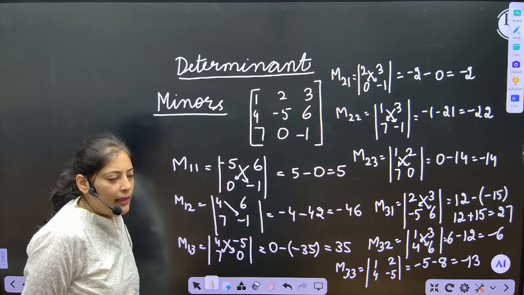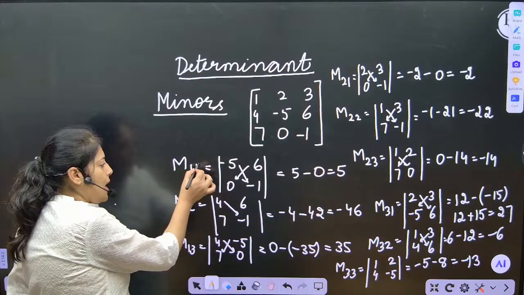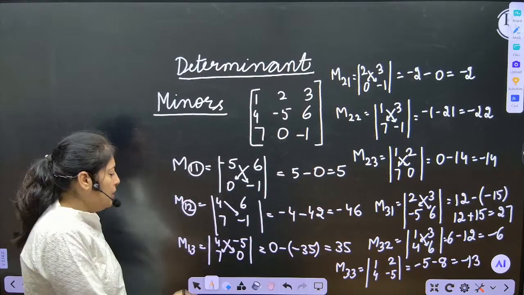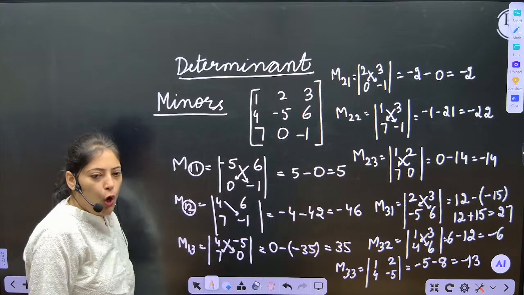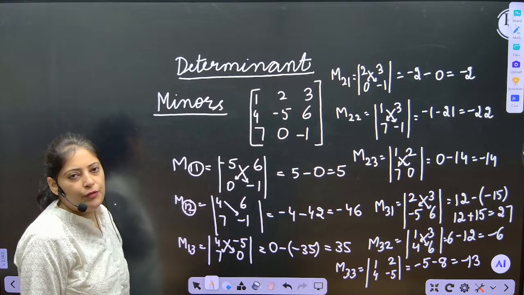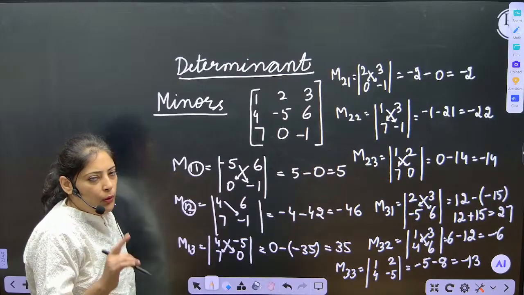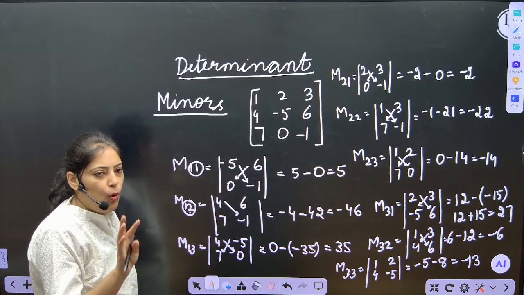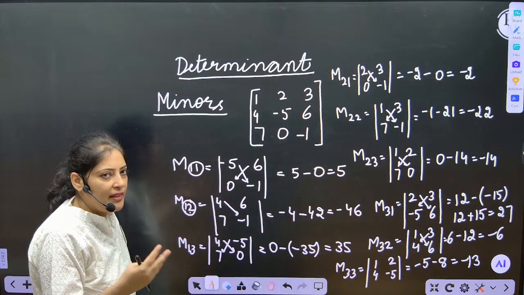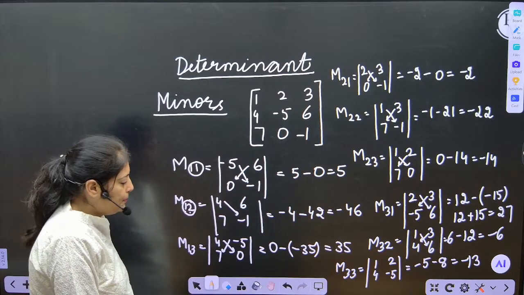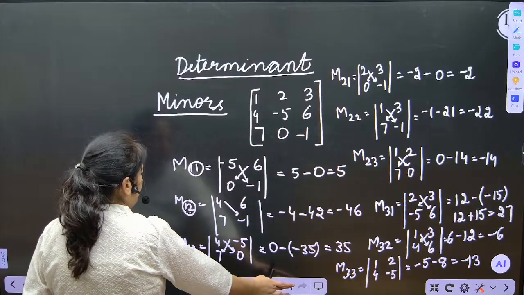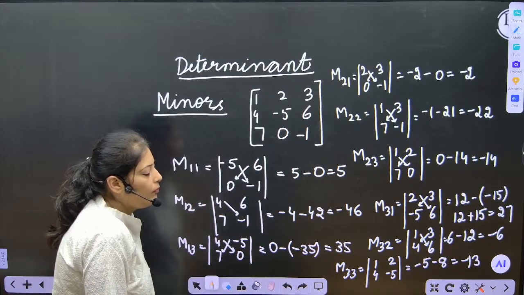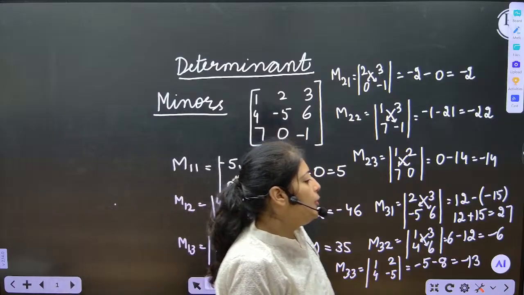So the thing is, whatever he is asking, like 1, 1 or 1, 2, that row and that column you have to leave. If only one number is left, that is the minor. If 4 numbers are left, then find its determinant. Note it quickly.